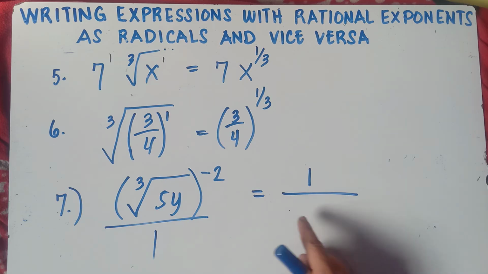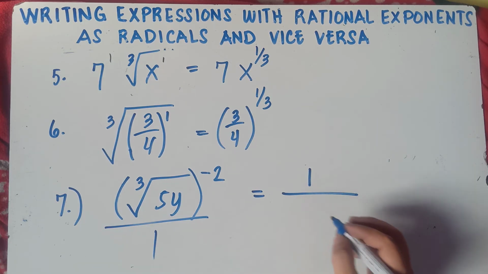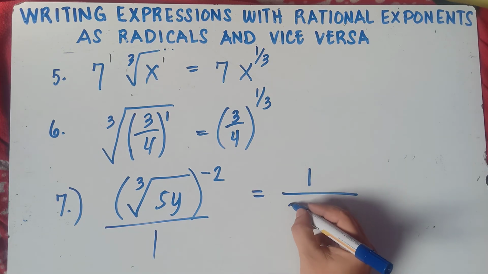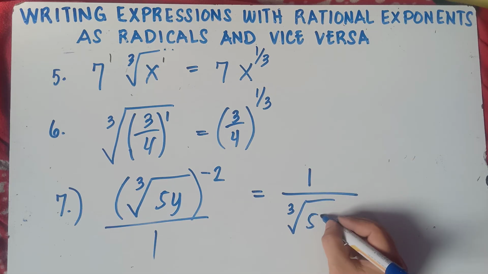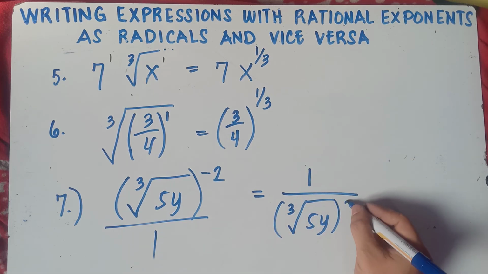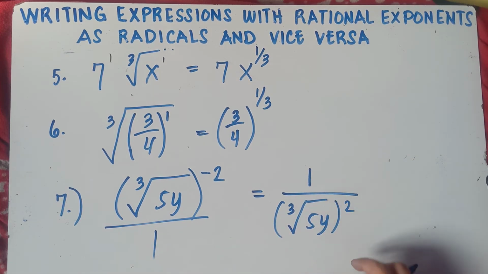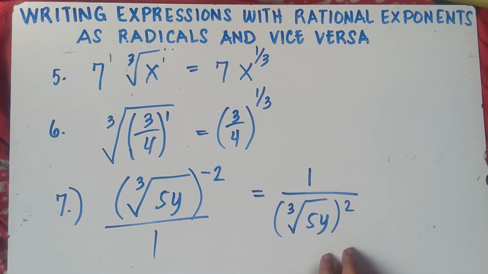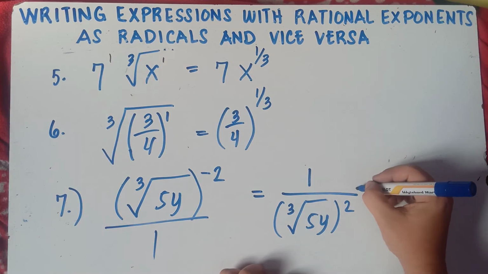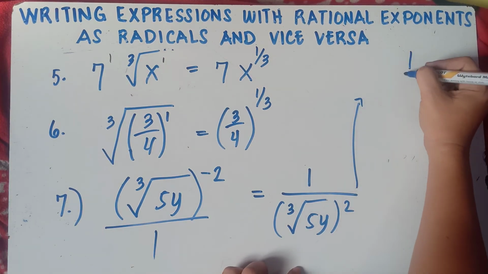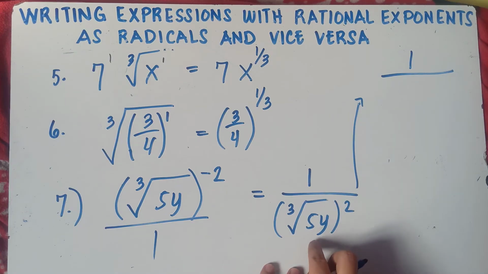So this will be 1 over the cube root of 5y raised to the power of 2. So the exponent now will be positive. Now since the exponent is positive, we can convert this one into rational exponents. Alright, so next step, this will be 1 over, so we can write this one, class.